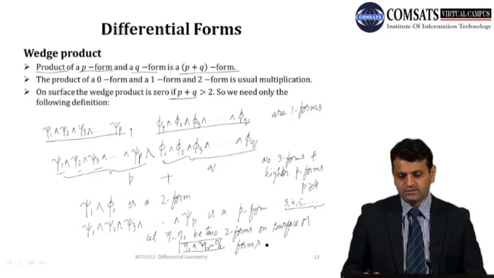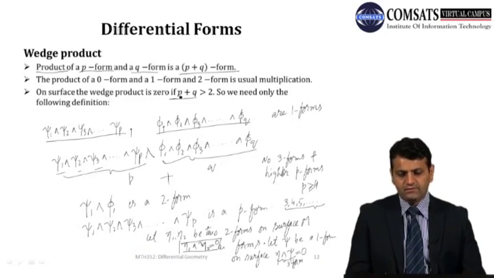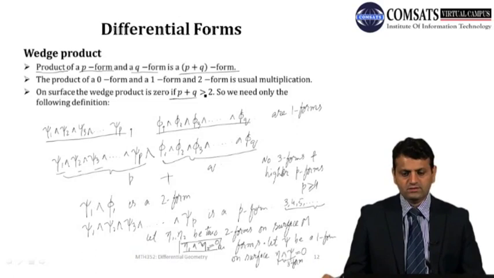So let psi be a one form on the surface. So if there is a one form on the surface, then eta wedge psi is also 0 because it is a three form. Because this is a three form, this product eta wedge psi will be 0, because every differential form of degree strictly greater than 2 is going to be 0 on the surface.